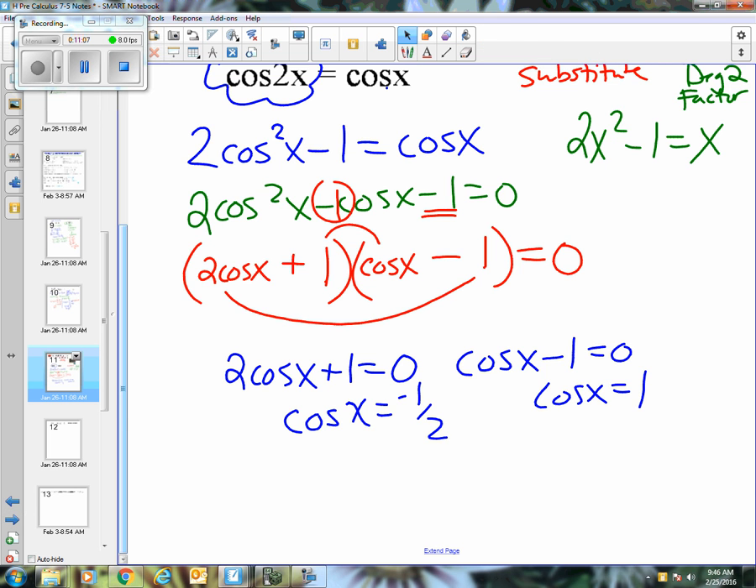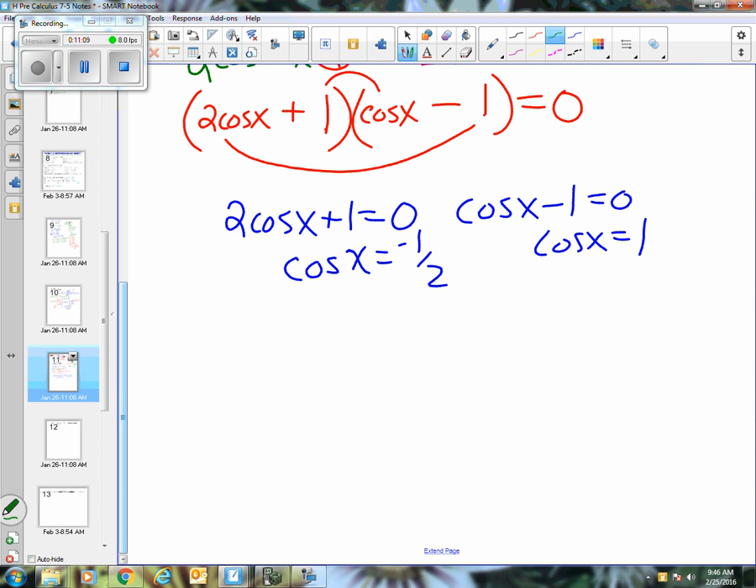All right, so now this is all values. So we're still going to start the same way. Think about those reference angles. When is cosine -1/2? Well, that's a 60-degree reference angle, and cosine is negative in quadrant 2 and quadrant 3. So that means it would be 120 and 240. Now, if this was restricted to 0 to 360, I'd be done. But they said all values.